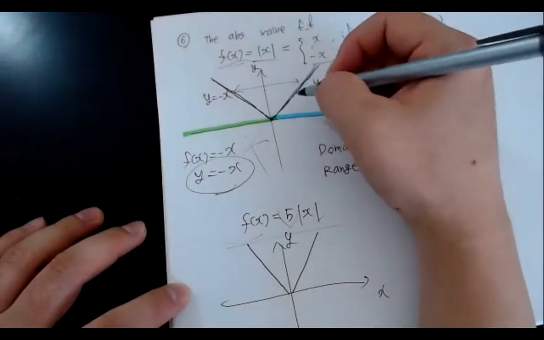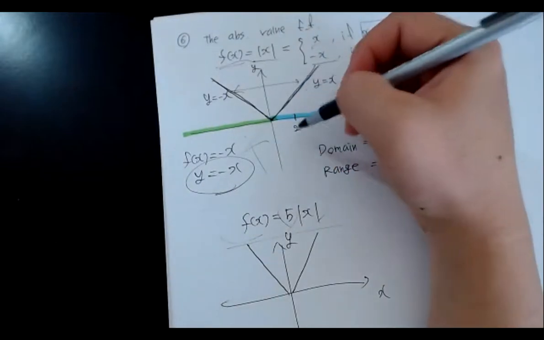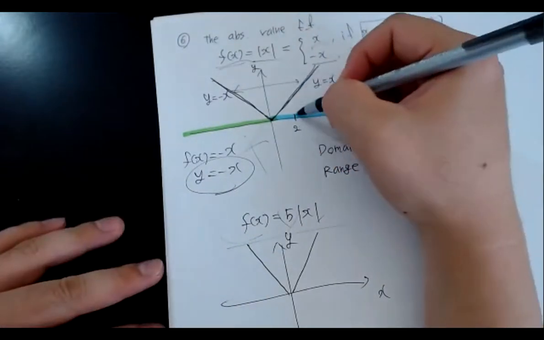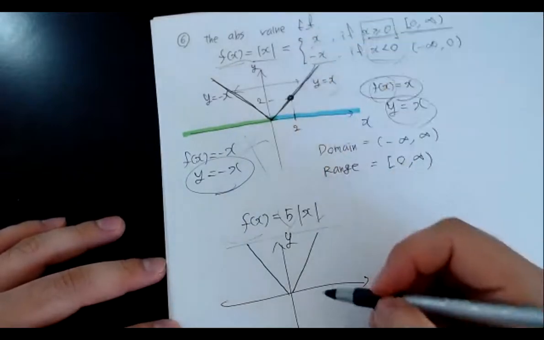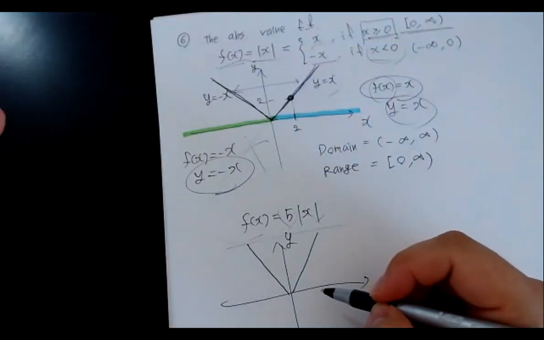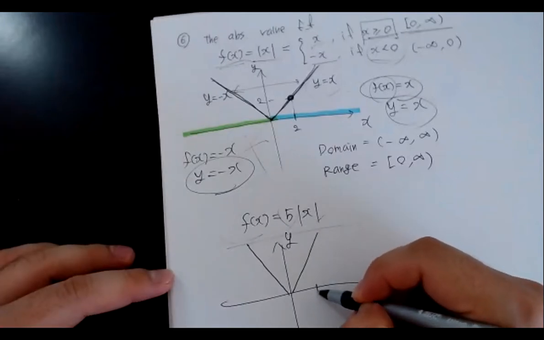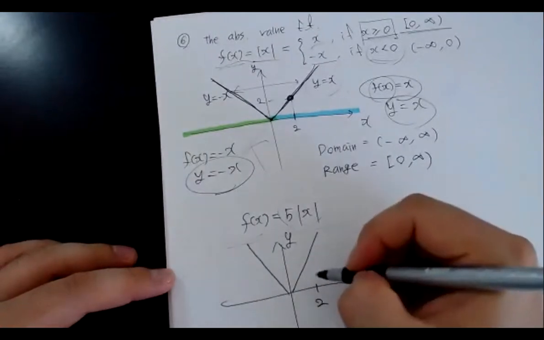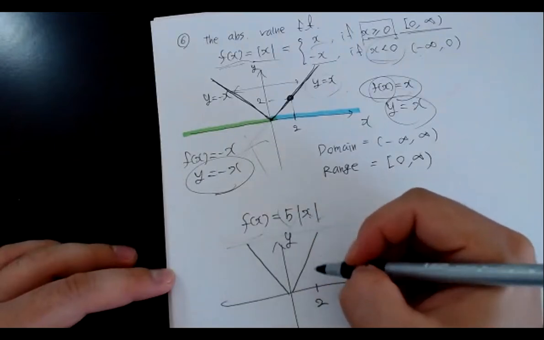Because think about this. When x is 2, let's figure out the ordered pair whose x coordinate is 2. For the basic absolute value function, when x equals 2, we get 2, right? But we get a bigger y value when x is 2 here. When we plug 2 into x, we get 5 times 2, which is 10.